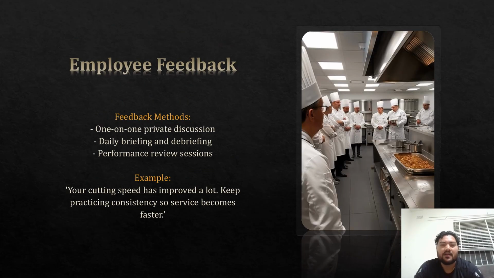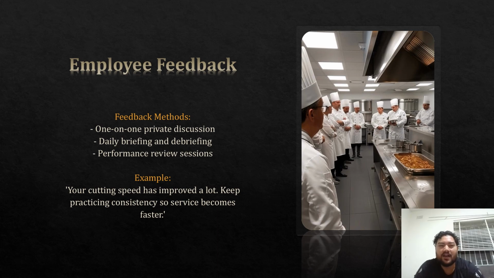A head chef needs to give feedback to his employees or team, and there are various methods of doing that. One method is a one-on-one private discussion. If the junior staff do something wrong, instead of yelling at them in public, in front of everyone, we should not do that. As a head chef he needs to talk to his team privately, ask what is wrong, and motivate them. And daily briefing and debriefing.